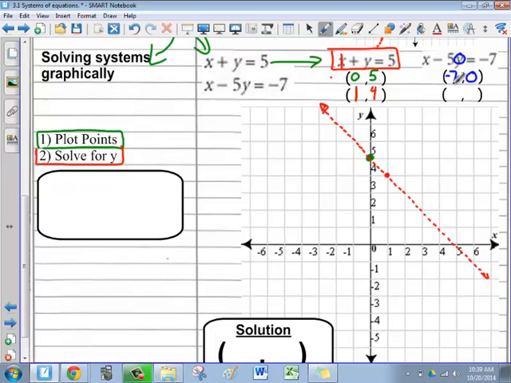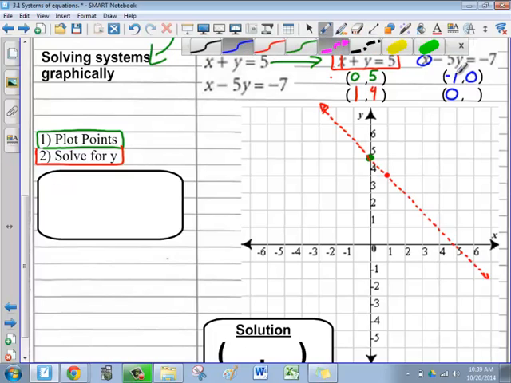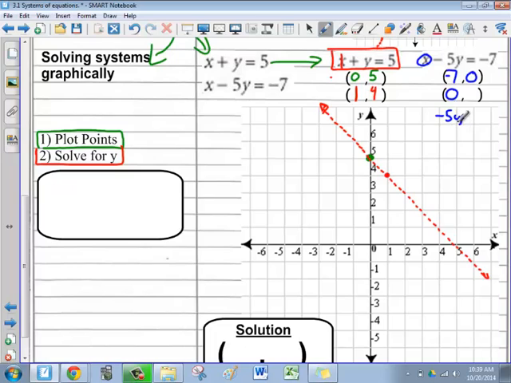I'm not seeing another one. Let's just make x 0. Okay, let's make x 0 in this situation. Now if x is 0, I got this as 0 right there. And if that is 0, so what am I doing here? What am I doing, guys? If that is 0, 0 minus 5y is equal to 7. So I got -5y is equal to 7.